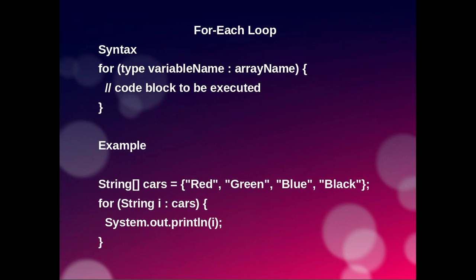in between we specify the statements. For example, here we declare an array of string type, in which we have specified different colors for the cars: red, green, blue and black, and then we want to iterate through this list of elements available within the array. So for String i colon cars, we specify the data type String i colon cars, and then System.out.print(i). So it will print the names of the colors for the different cars. So this is the important for each loop.